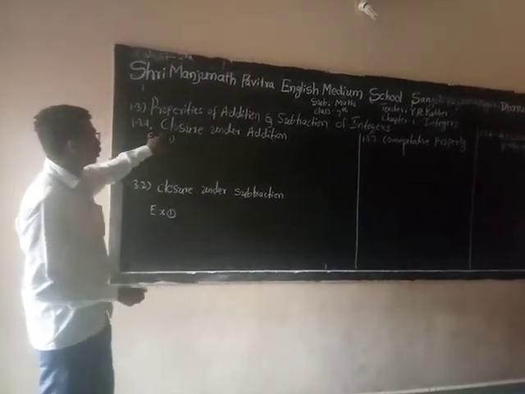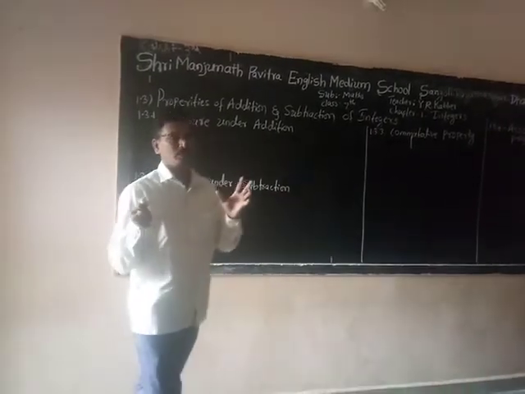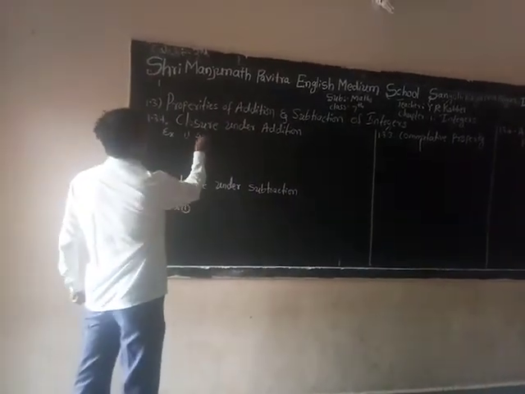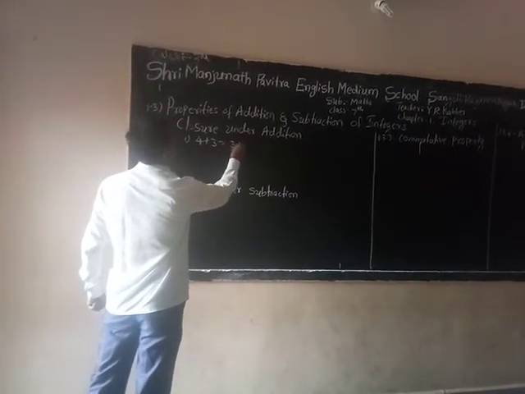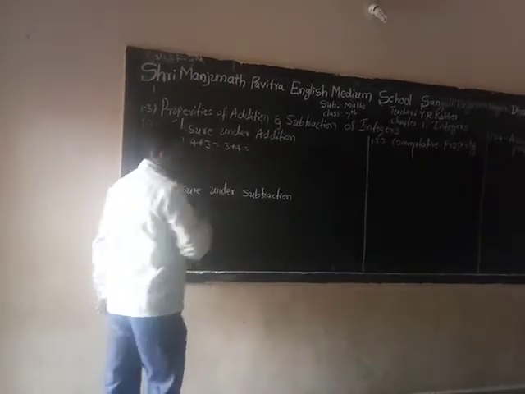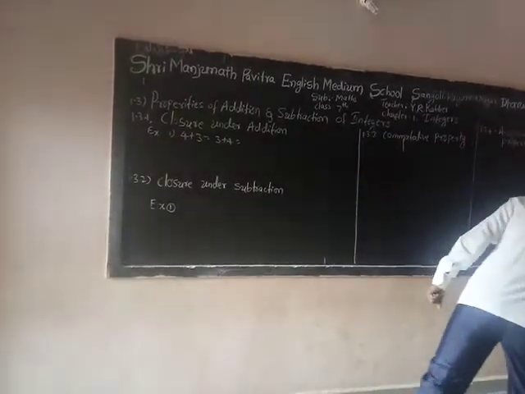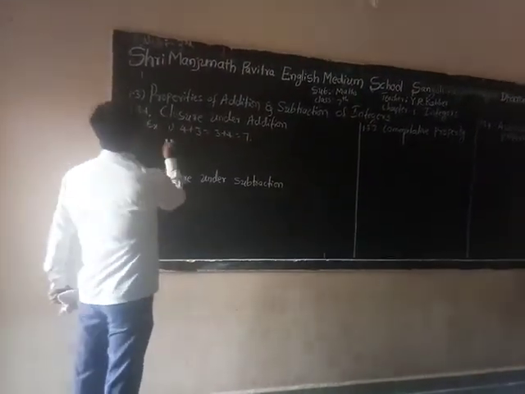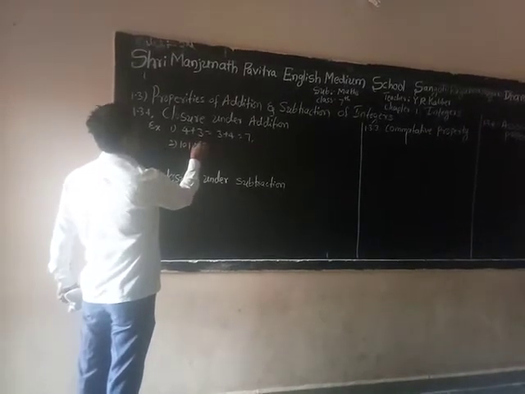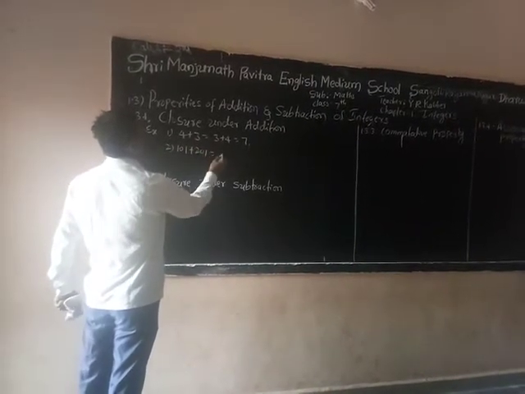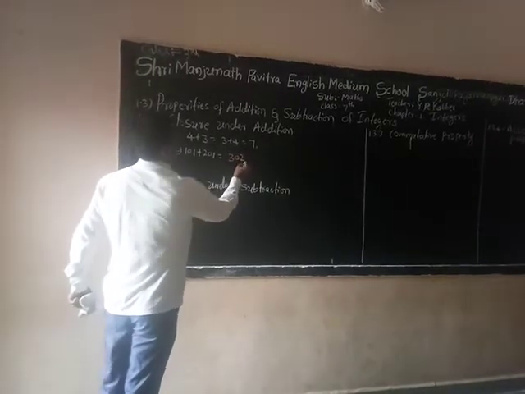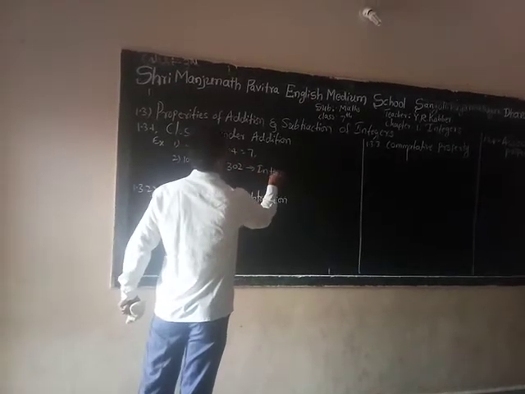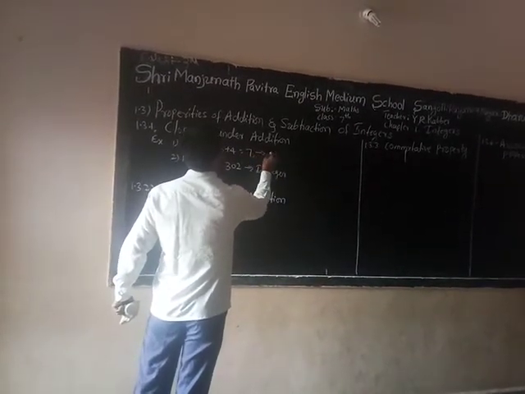First of all, listen here. Closure and addition. Closure means including. For example, you take 4 plus 3 is equal to 3 plus 4. It's becoming one number. What is that? 7. Then the second one, 101 plus 201 is equal to 302. It is also an integer. This is also an integer.